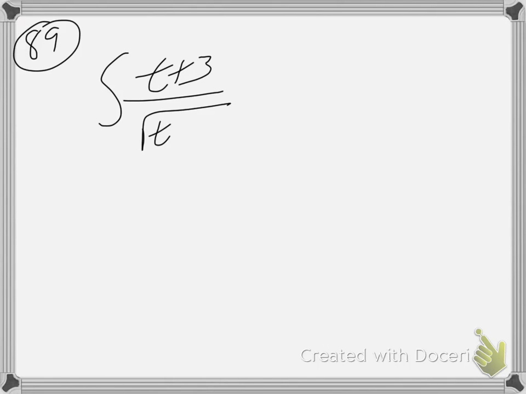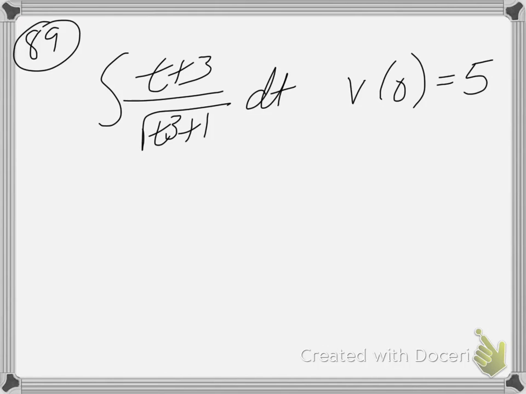Okay, for 89, this is the kind that I was talking about that is part of the BC. I'll go over how you would set it up, and then you'll see you'll get stuck. You're given the acceleration, and you have to find the velocity. So you're going to have to do the antiderivative of the acceleration to get back to the velocity, and then you know that when t is 0, the velocity is 5, and you would put that in as the initial condition to solve for c.